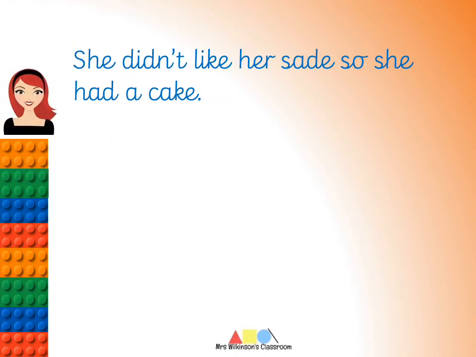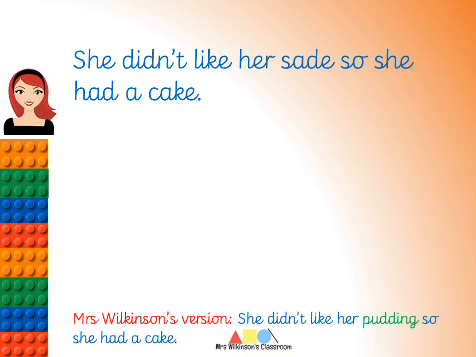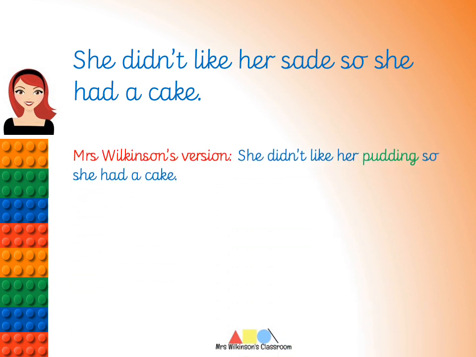She didn't like her Sade, so she had a cake. Sade? What's a Sade? If you thought that was the alien word, well done. Mrs. Wilkinson's version: she didn't like her pudding, so she had a cake. What would you write instead?